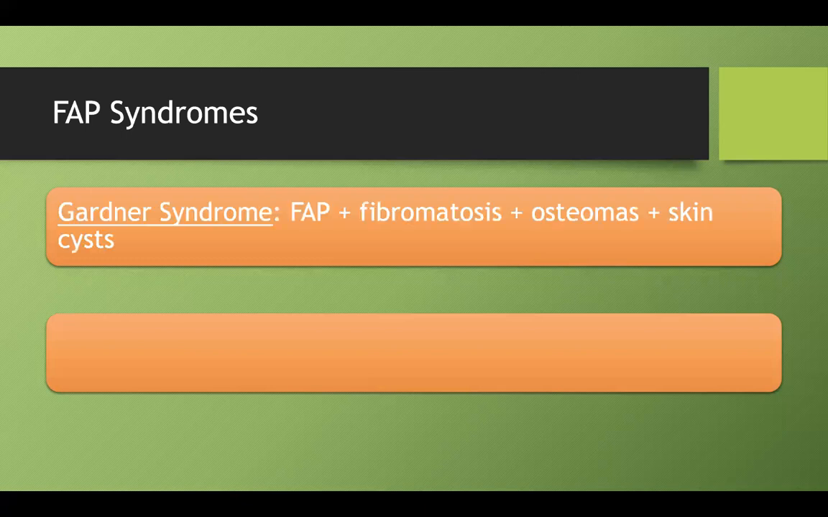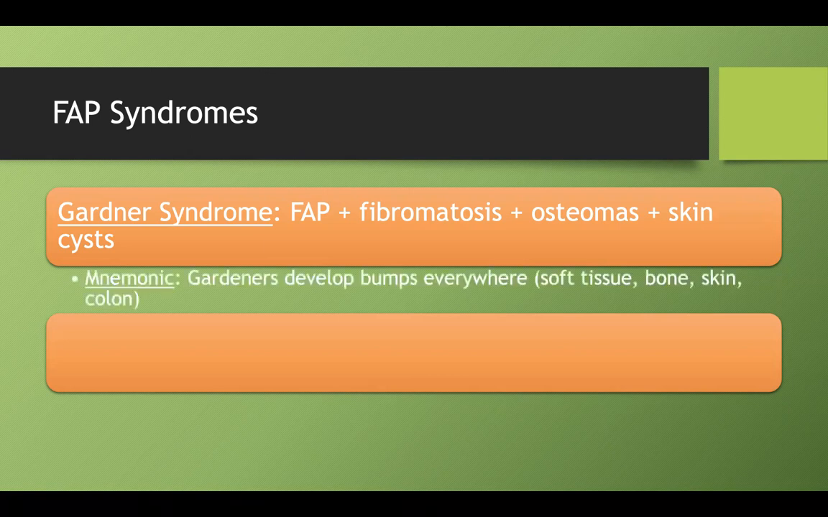There's some syndromes that they sometimes test, so I'm just going to mention it here. There's something called Gardner syndrome, which is where you get FAP and then you get fibromas, which are just connective tissue balls. You can get osteomas, which are little balls of bone tissue, and then you can get cysts on your skin. I like to remember this when I think of gardeners, getting down and dirty and working hard, and they end up with all these sores on their hands. In Gardner syndrome, you get bumps everywhere. You get polyps, you get skin tissue cysts, bone cysts, whatever.